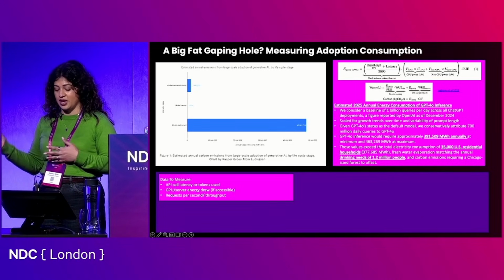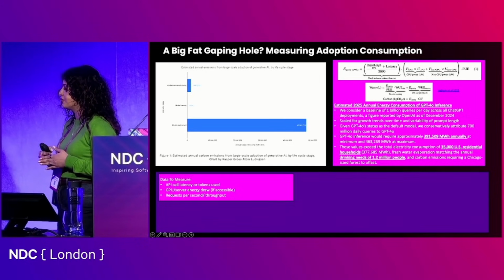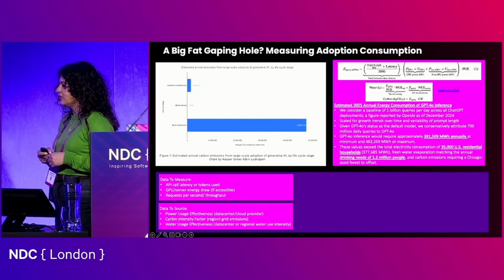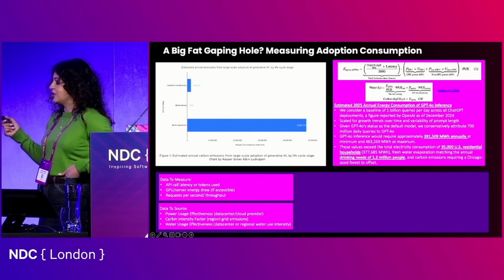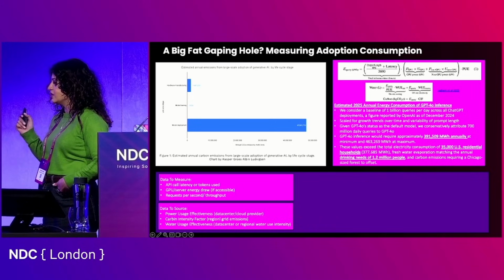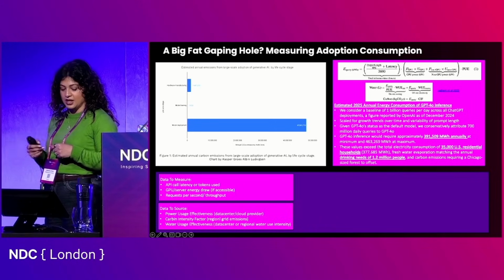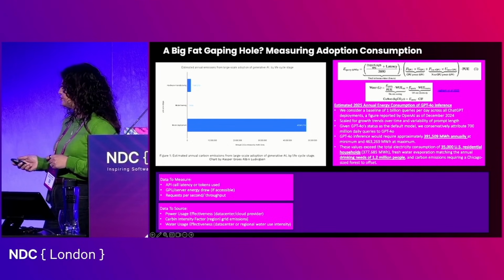GPU or server energy draw, probably not going to be accessible to us, but we can make some inferences. And the requests per second or throughput. What data do we need to source? Power usage effectiveness provided by the data center or cloud provider, the carbon intensity factor provided by regional grids, and the water usage effectiveness, again, by data centers.